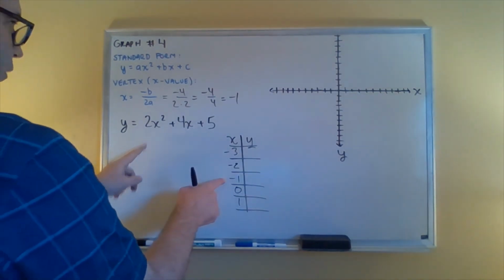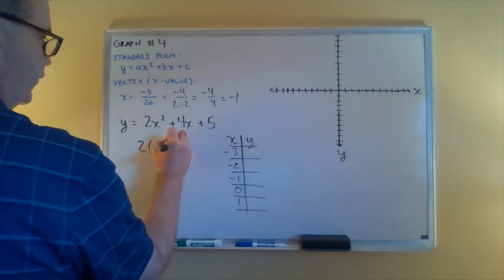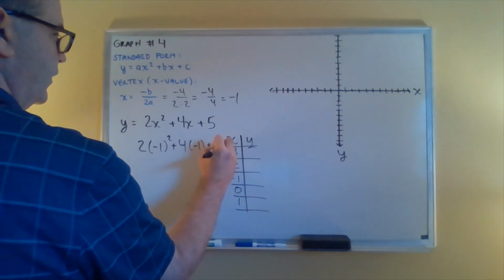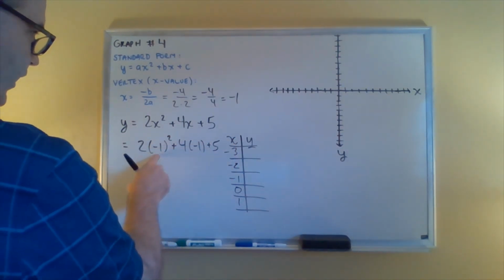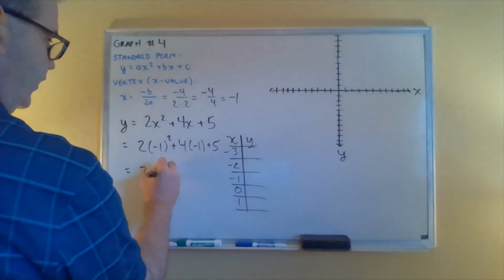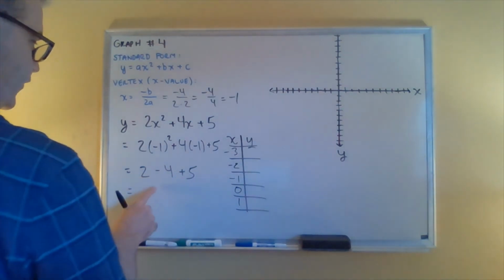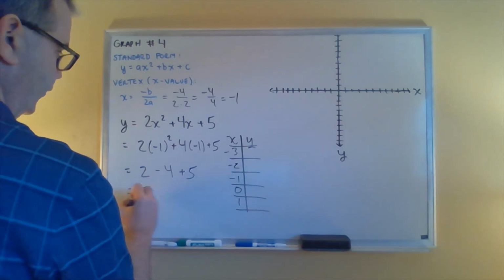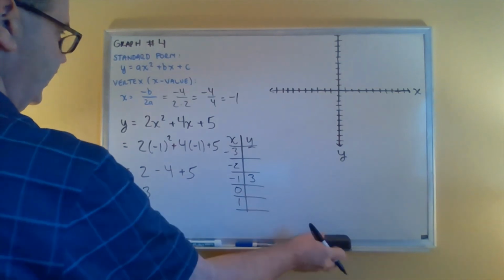I'm going to start by plugging in my vertex, -1. I'm going to have 2 times -1 squared plus 4 times -1 plus 5. Well, -1 squared is 1, and 2 times 1 is 2. 4 times -1 is -4, and then my constant at the end, I'm going to add 5. So I have 2 minus 4, that's -2. -2 plus 5 is 3. So when x is -1, y is 3.